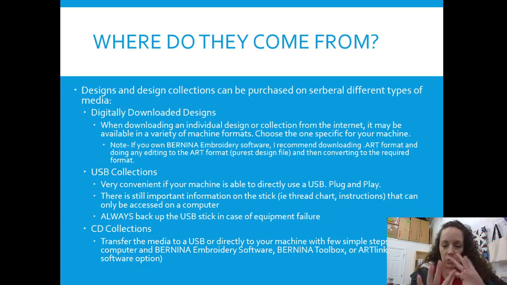Some machines have quirks with USB sticks, which is kind of why we don't rely too heavily on them. There is still information on the USB that you will want to get by plugging it into your computer: thread charts, instructions, things along those lines that can only be accessed on your computer. Your sewing machine is not going to let you pull that up and view it from your sewing machine.